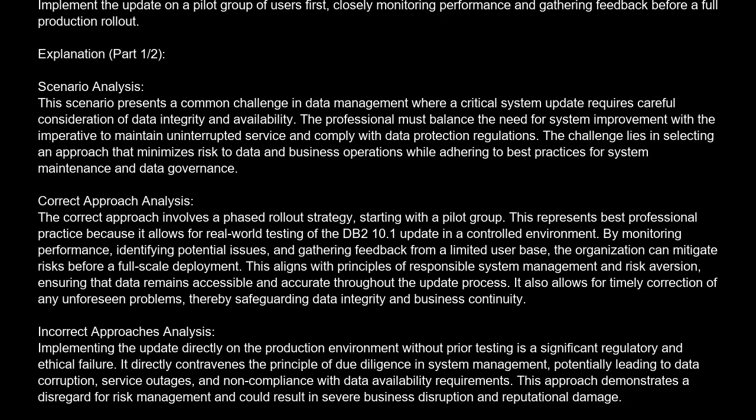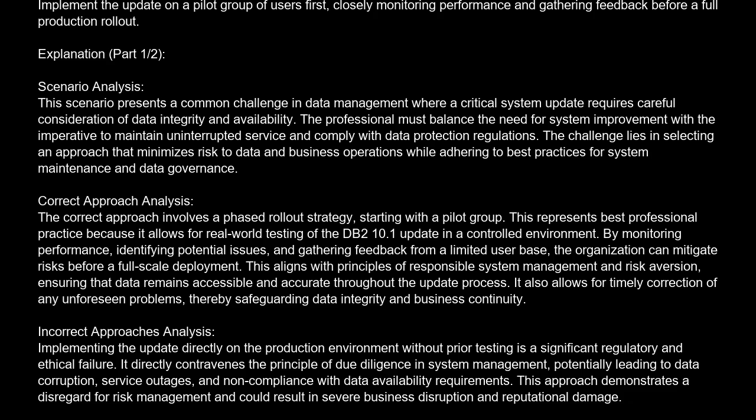This represents best professional practice because it allows for real-world testing of the DB2 update in a controlled environment by monitoring performance, identifying potential issues, and gathering feedback from a limited user base. The organization can mitigate risks before a full-scale deployment.